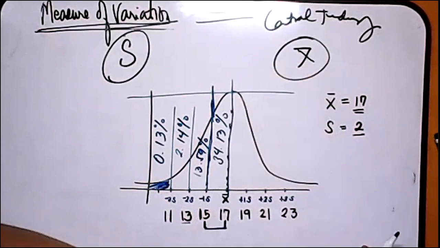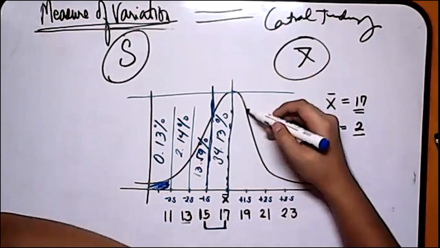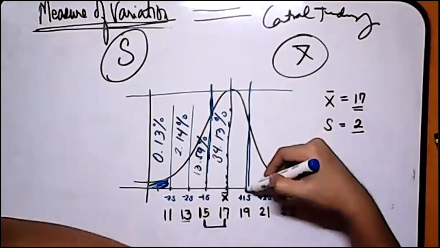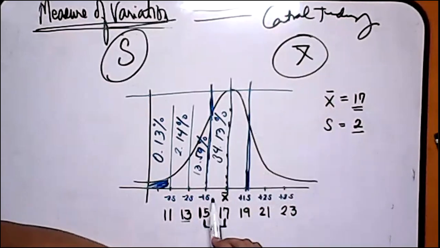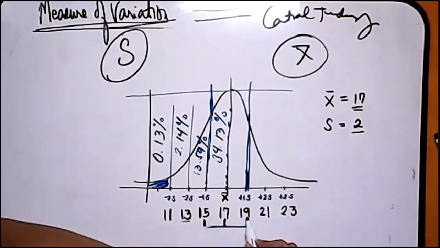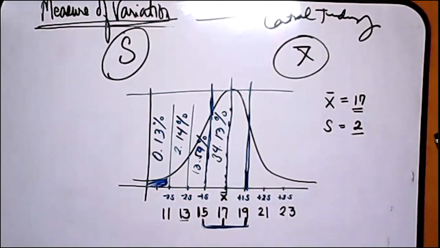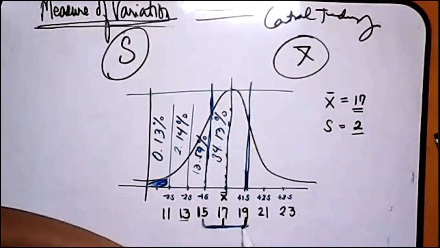Now, question. What is the percentage of students who are one standard deviation above the mean and one standard deviation below the mean? How many percent of students get a score of 15 to 19? 68.26%. Dieter is right. Why?